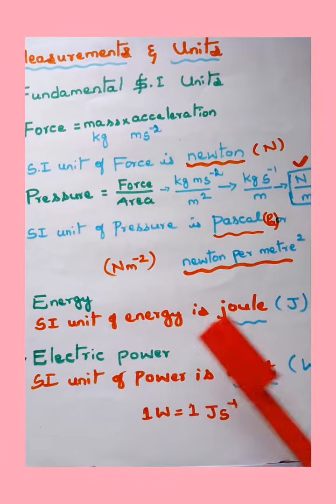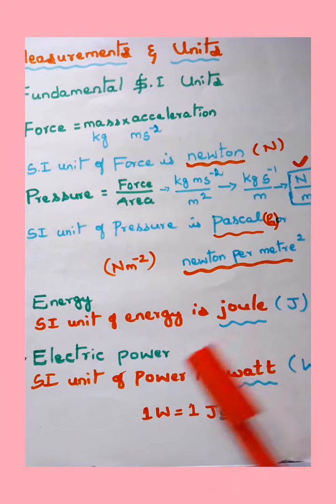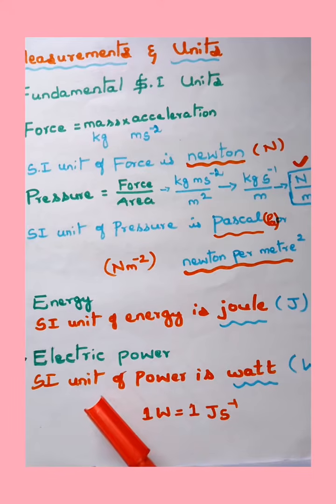The SI unit of energy is joule. Some pronounce as joule, no problem. It is joule. It is also another name of a scientist. Okay, abbreviation is J. For electric power, or simply you can call it as power also, the SI unit of power is watt, W-A-T-T, abbreviation is capital letter W. This is also under name of a scientist.